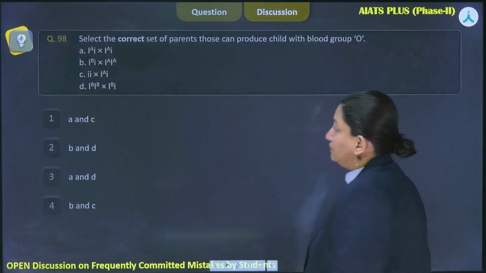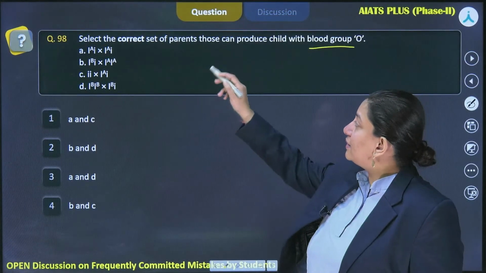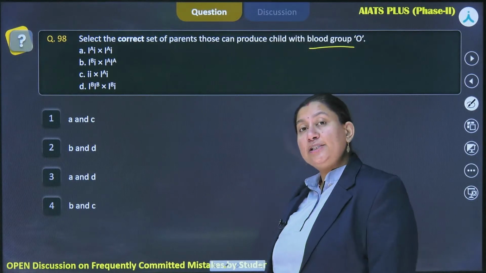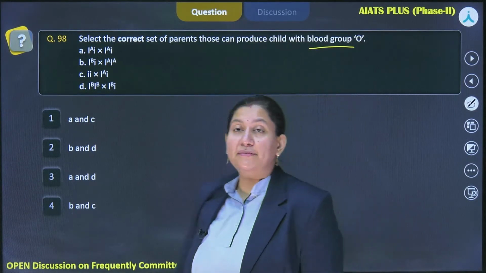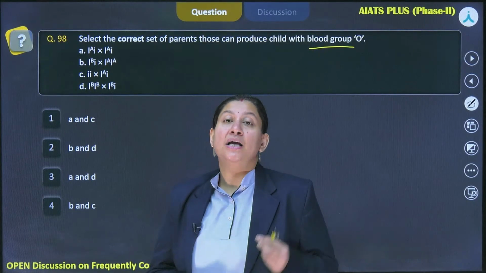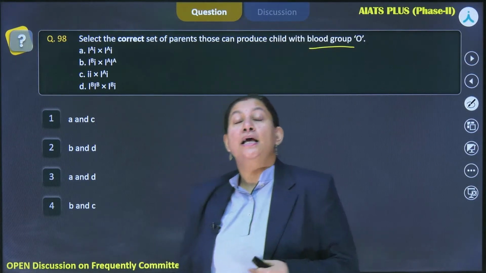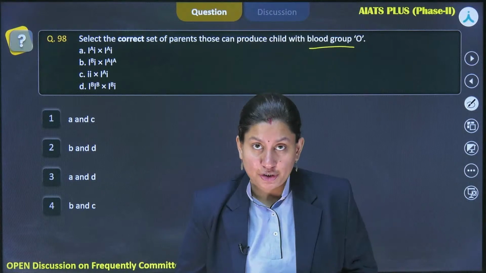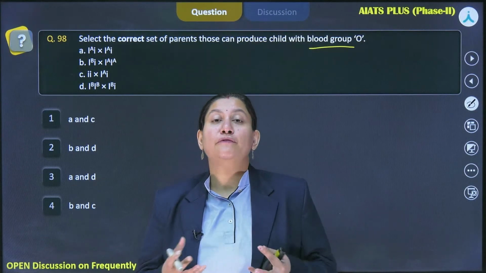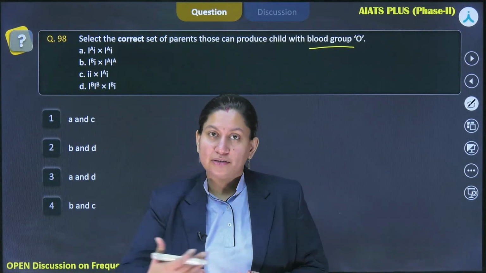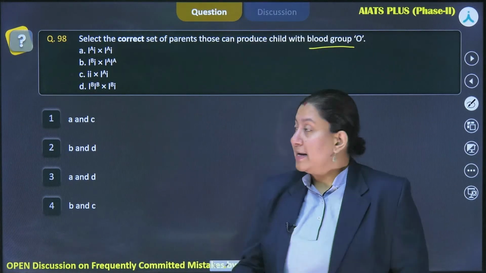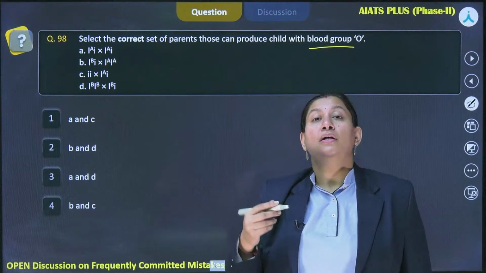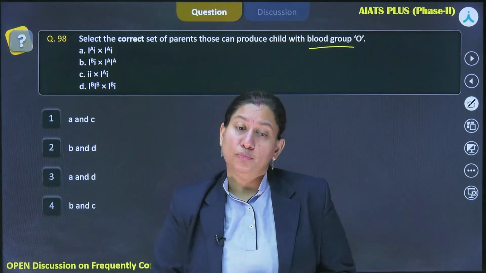Now getting back to the question, we have to select the correct set of parents which can produce a child with blood group O, right? In this particular case, we have to identify whether both the parents are going to carry the small i allele or not, because the progeny is formed as a result of fertilization. That means gametes from both the parents fuse, and that's how the zygote is formed, later giving rise to the child. So only if both the parents possess the small i allele is the progeny going to get the O blood group, right?